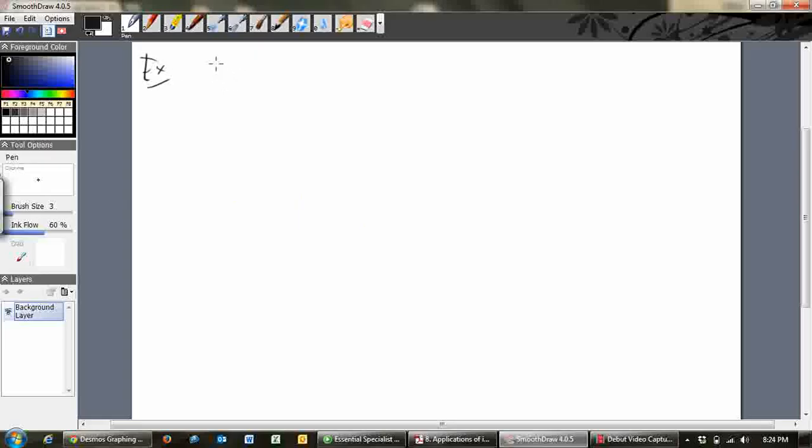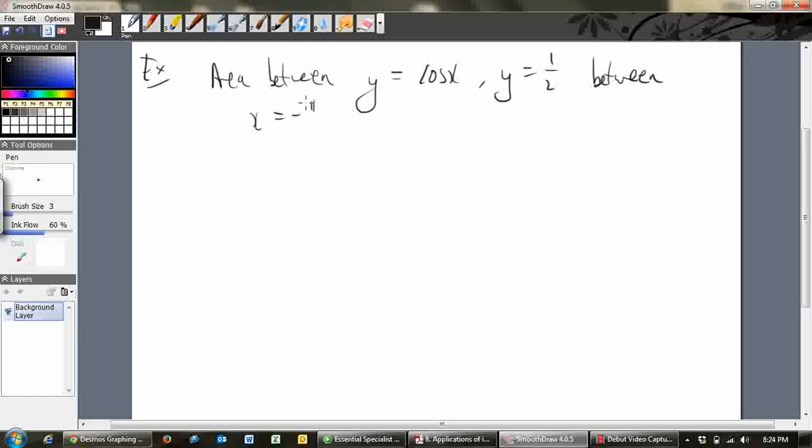So let's have a look. Let's have the area between y equals cos x and y equals a half, between x equals negative pi on 3 and x equals 5 pi on 3. Let's have a look at that.